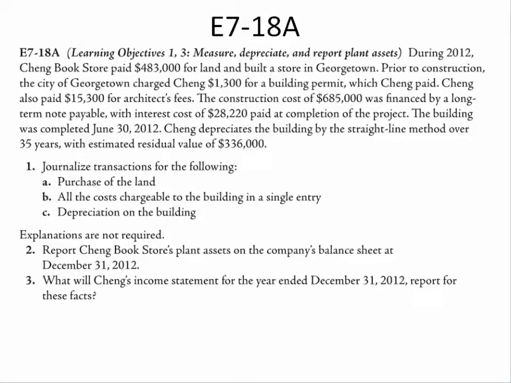If we look at this, they have a bookstore that paid $483,000 for land and built a store. Prior to construction, they had some costs for a building permit, architect's fees, construction costs, and interest costs paid at the completion of the project. So we need to journalize transactions for the following and then answer a couple questions. So we're going to jump right into this.